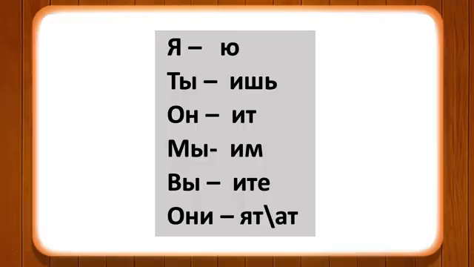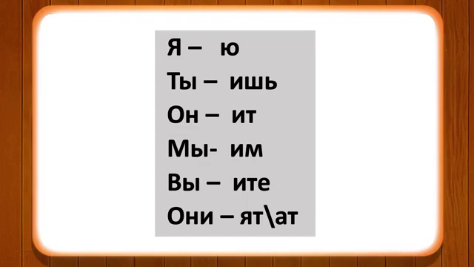For pronoun ya, you will add the ending u. For pronoun ti, you will add the ending ish to the stem. With the pronoun on, you will add the ending it. For pronoun mui, you will add im. For pronoun vui, you will add iche with the stem. For ani, you will be adding yat to the stem.